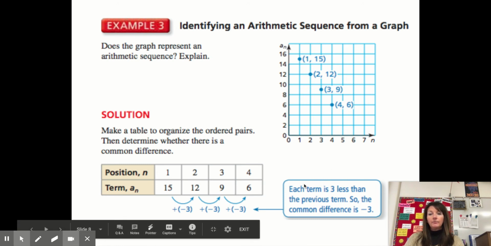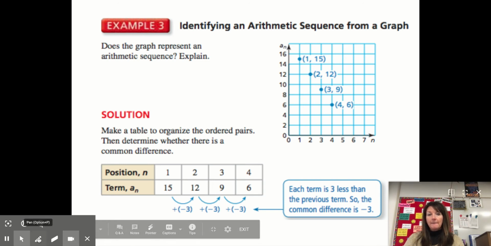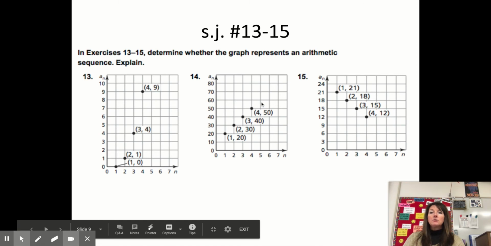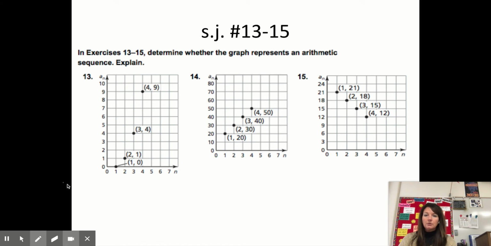So if it has a common difference, then it is an arithmetic sequence. And you can list the ordered pairs and determine if it is or is not. So let's give that a try. Right here, we want to determine whether it is arithmetic or not. In this case, what we're looking at is the output value. So you could list the range, right?